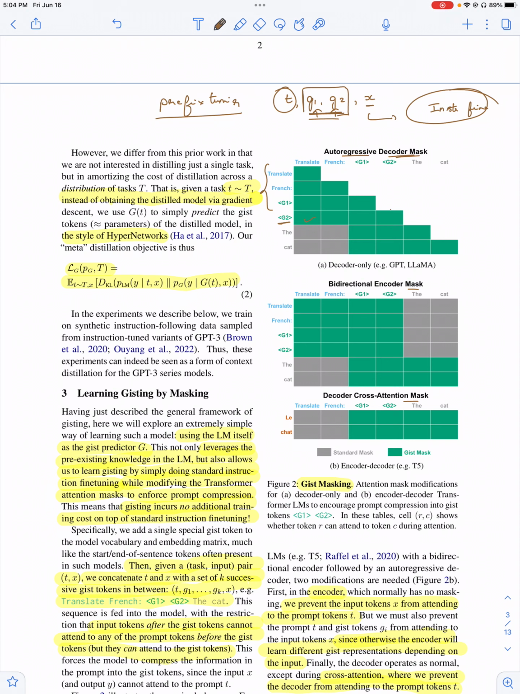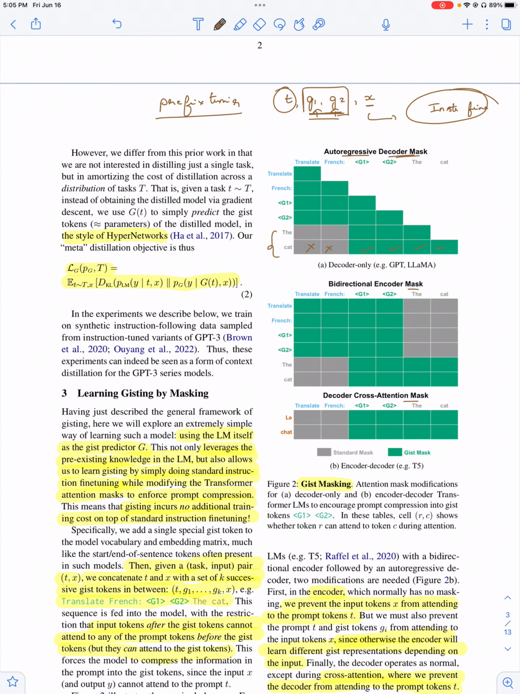G2 attends to translate French, G1, and also itself, right? So now what they want to accomplish is pretty simple. They want the input to basically only rely on the gist tokens, right? So the input, the cat, should only attend to the gist tokens and not to the prompts, right? So they mask off the prompts but attend to the gist tokens.